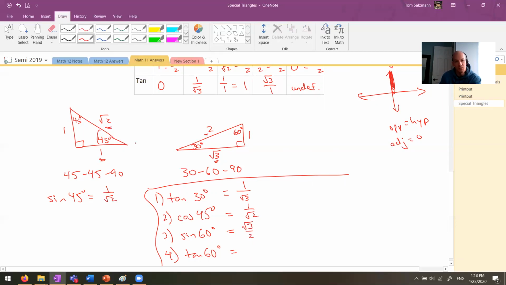And then finally tan of 60, which is here, will be opposite over adjacent. I'm not going to write root 3 over 1. And to be perfectly frank, I don't like when you rationalize the denominators. I did that in the table above to show the pattern, but I would just leave cos 45 as 1 over root 2.